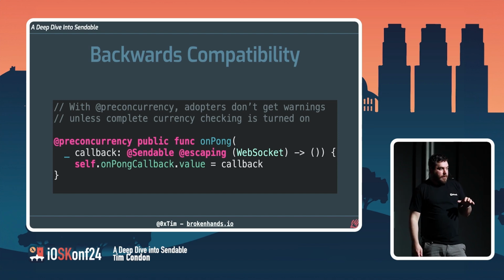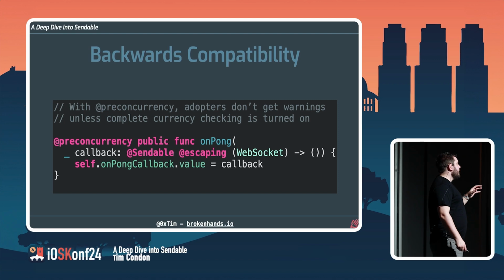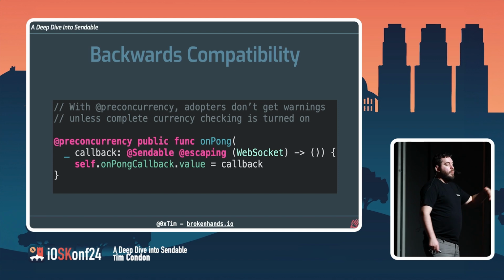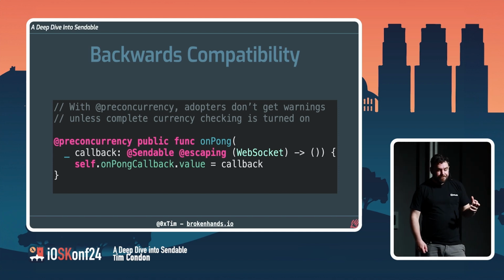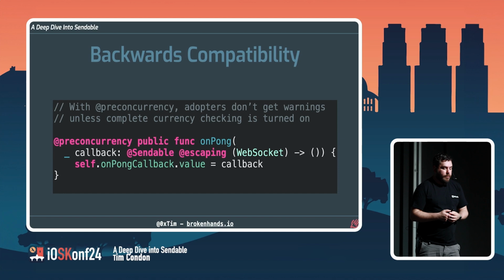it can be a bit of a pain. So by using @preconcurrency, this tells the compiler that this API existed before concurrency was a thing, so don't start warning users if they're not up to date. And this is quite a nice little thing to turn on. If you have strict concurrency checking turned to complete, then they will get warnings because it shows them all the warnings, but for most people they won't.